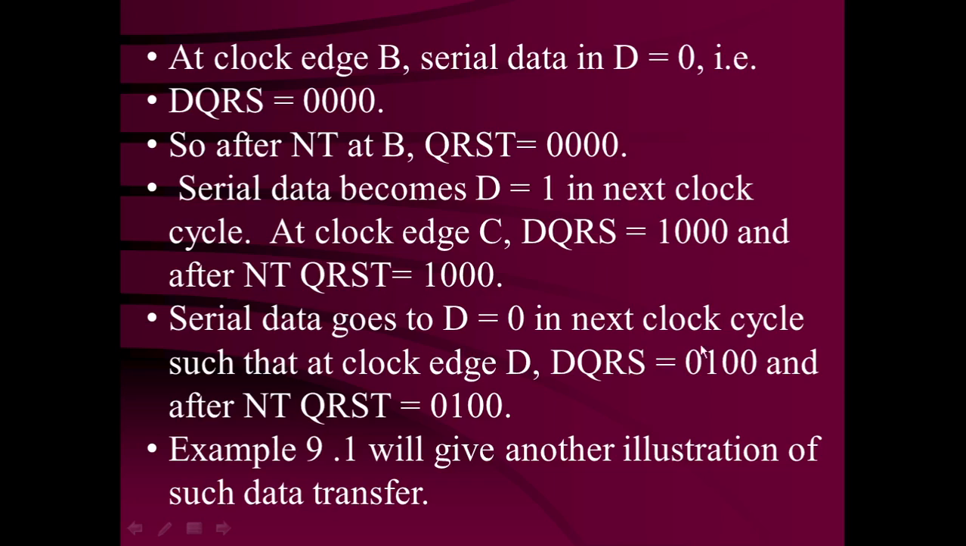So this data input is going to be present, and it is shifted into the flip-flop at the edge of D. So 0, 1, 0, 0. Example 9.1 gives another illustration of such data transfer. This is one example where the data inputs were 0, 1, 0, 0, and that is after the 4 clock pulses at the outputs A, B, C, and D.